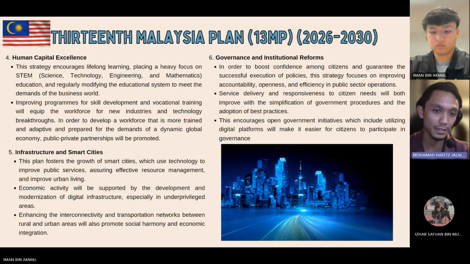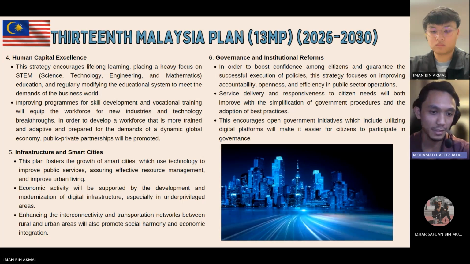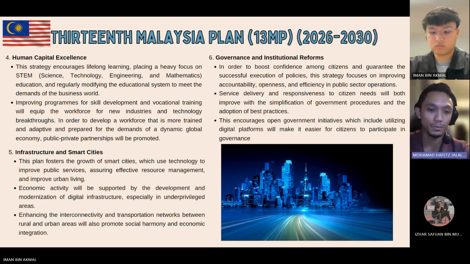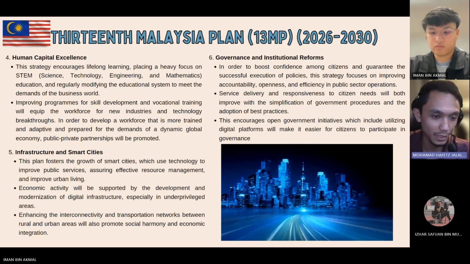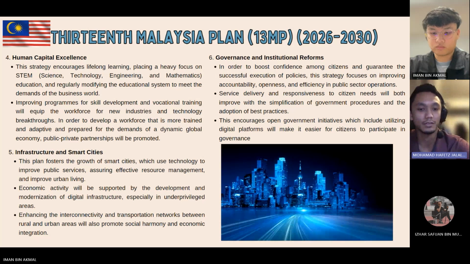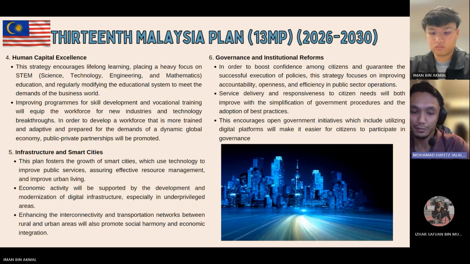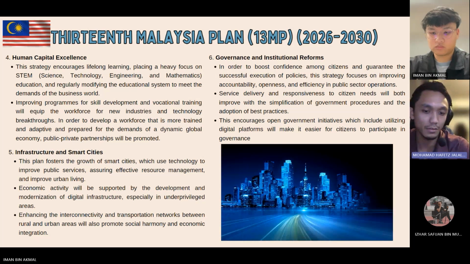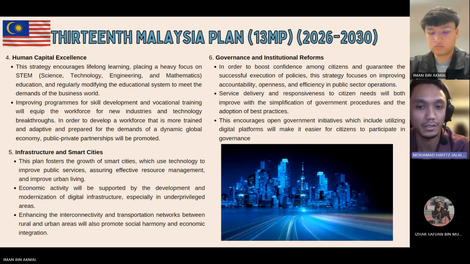The fifth strategy for the 13th Malaysian Plan is infrastructure and smart cities. This plan fosters the growth of smart cities, which use technology to improve public services, assuring effective resource management and improve urban living. Economic activity will be supported by the development and modernization of digital infrastructure, especially in underprivileged areas, just like before, such as in Sabah and Sarawak. Enhancing the interconnectivity and transformation networks between rural and urban areas will also promote social harmony and economic integration.